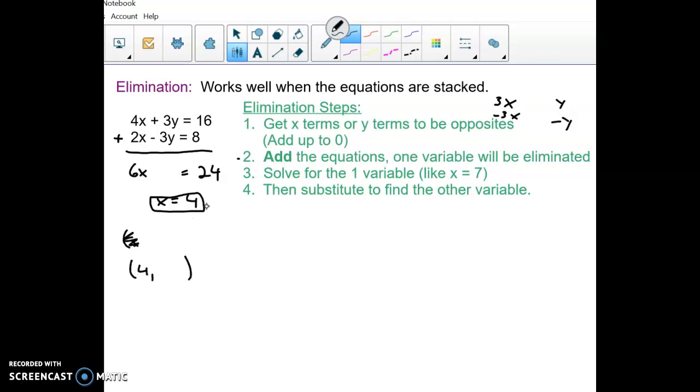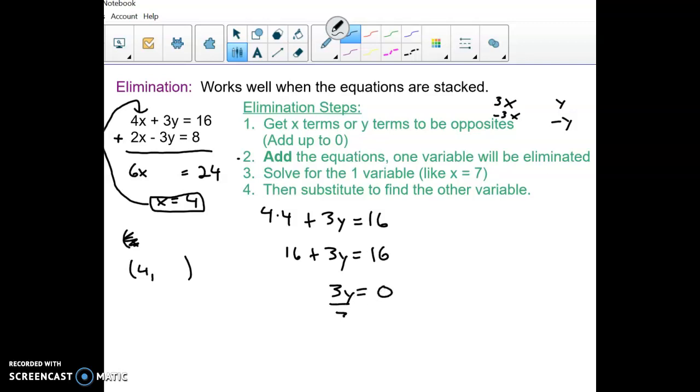To find y, we've got to plug this into either one of our two equations. It doesn't matter which one, but I'm going to use the top one because there's no negatives in there. So we have 4 times 4 for x plus 3y needs to be 16. You can maybe start to do this mentally, but y should come out as 0 here. So if we solve that, multiply 4 and 4, subtract 16, and then just divide by 3. Nothing divided by 3 is still nothing. So our solution is x is 4 and y is 0.